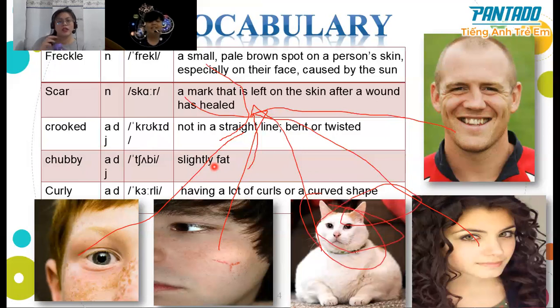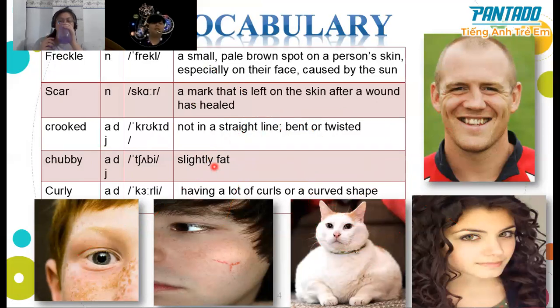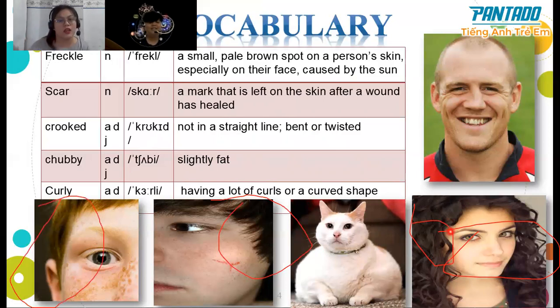Okay, next, curly. What is curly? Curly is having a lot of curls. Curved shapes. This one, this is curly. Mostly we use this word to describe curly hair. Okay, so if it is not curly, it is straight.